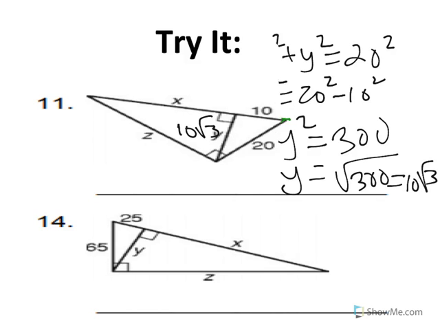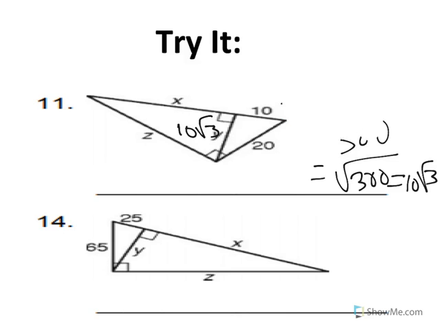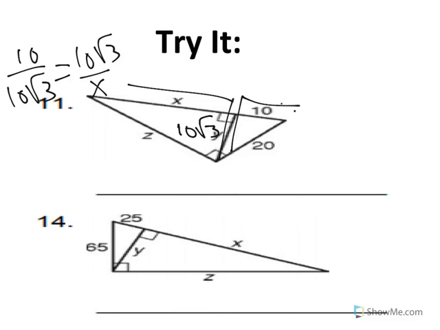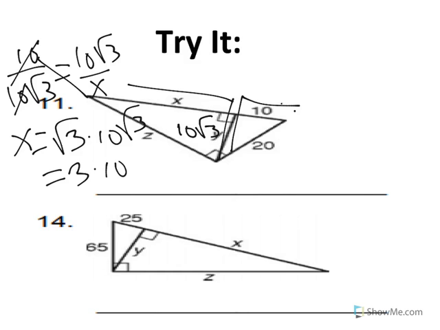So from there we can use that to solve for x. So we can say 10 over 10 radical 3 equal to 10 radical 3 over x. Right, so then 10 and 10 can be reduced, so we're using the cross product. So then x equal to radical 3 times 10 radical 3. So this gives us 3 times 10, so x equal to 30.